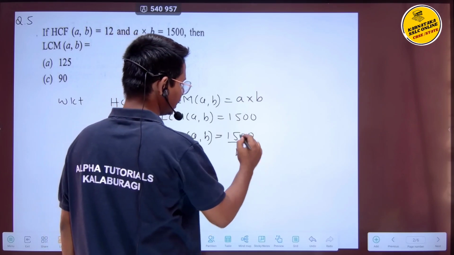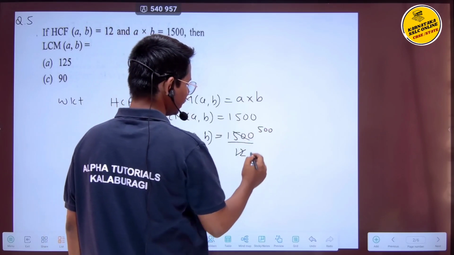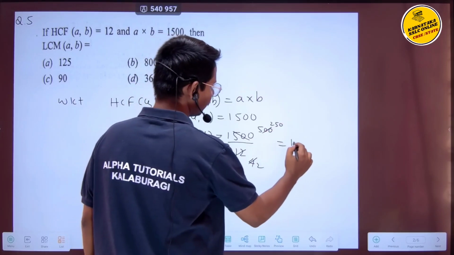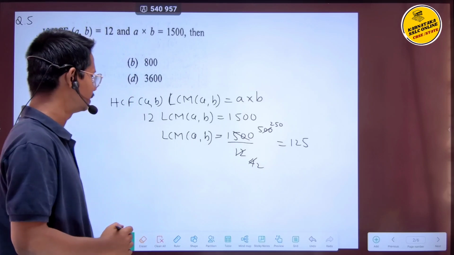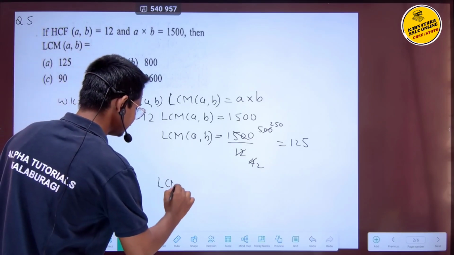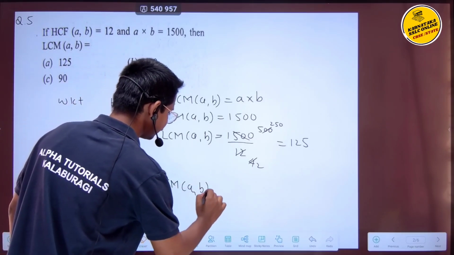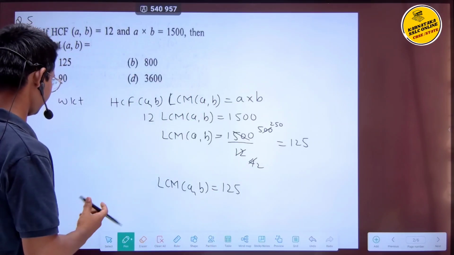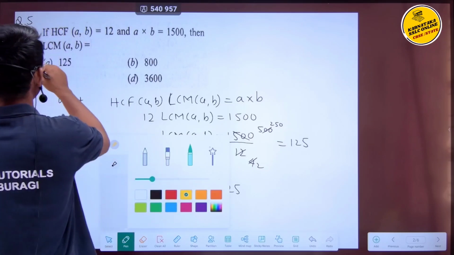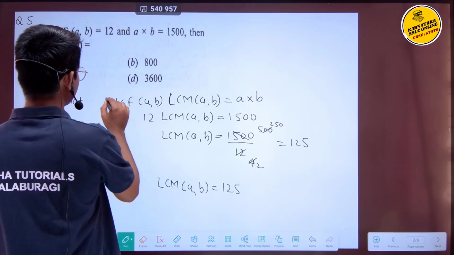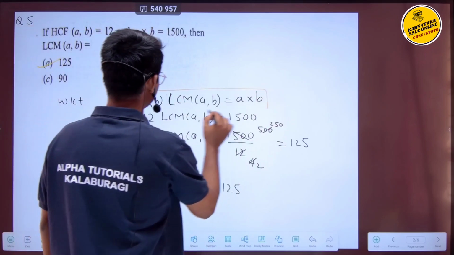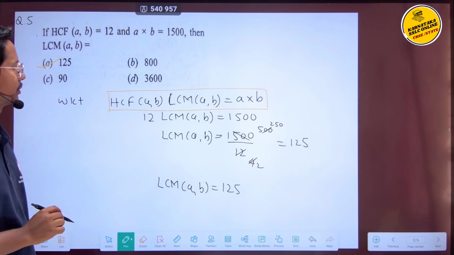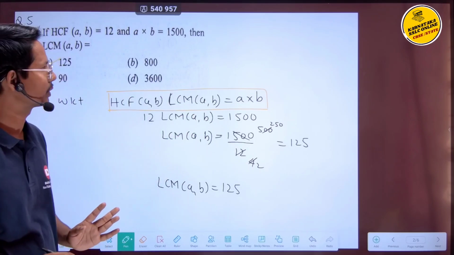3 times 4, 12. 3 times 5, 15, then 20 to 250. Okay, so 250 by 2 means it is 125. So the final answer for the LCM of the two numbers is equal to 125. So here the option is A. Okay, the correct option is A. So what you need to understand is that this relation is very important. HCF into LCM is equal to the product of the two given numbers. Okay, so this relation you need to understand. Yes, next one.